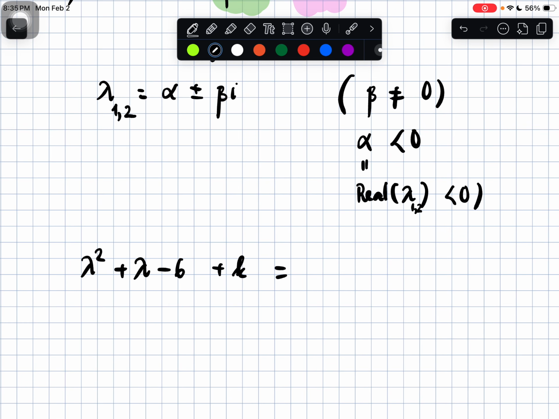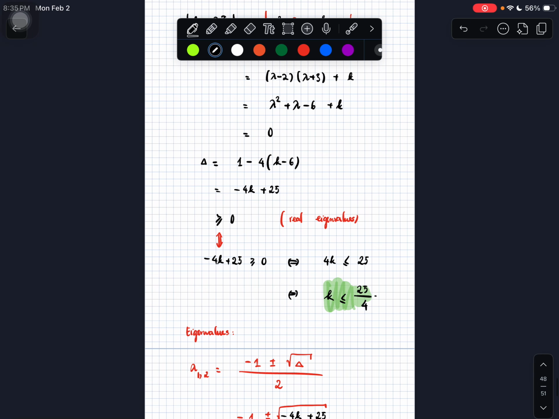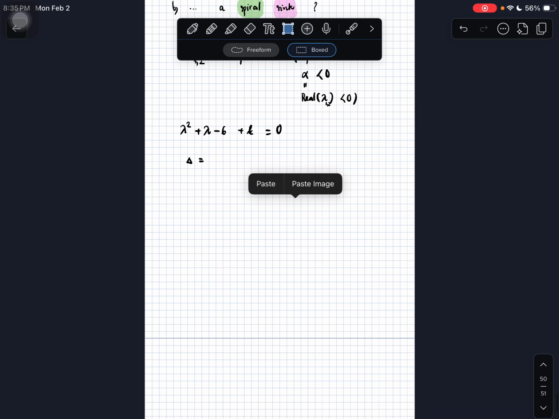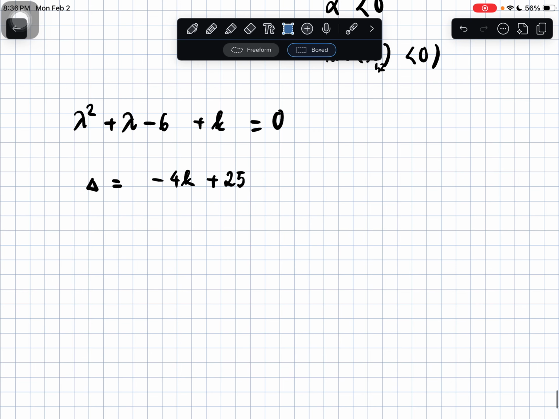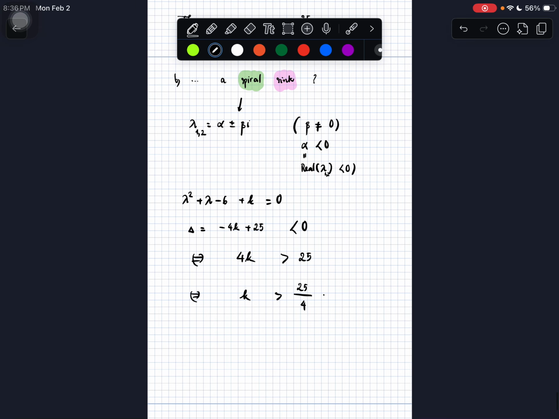Equal to 0. We computed delta before. Delta equal to minus 4k plus 25. And we want complex eigenvalues, so negative, 4k bigger than 25, k bigger than 25 divided by 4. So this is complex eigenvalue.